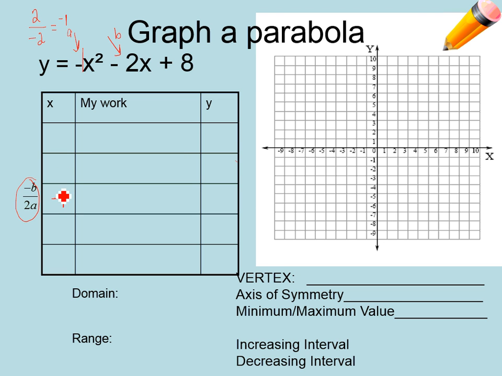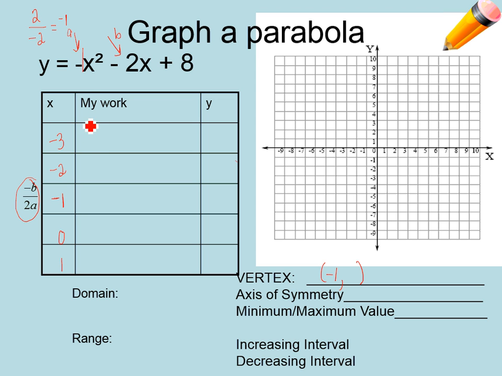And now I use 2 points below -1 and 2 points above -1. So a point below -1 would be -2. Another one would be -3. Above -1 would be 0 and +1. Okay, so my vertex is -1 comma something, so we need to find that y value. So let's go ahead and find all these y values.